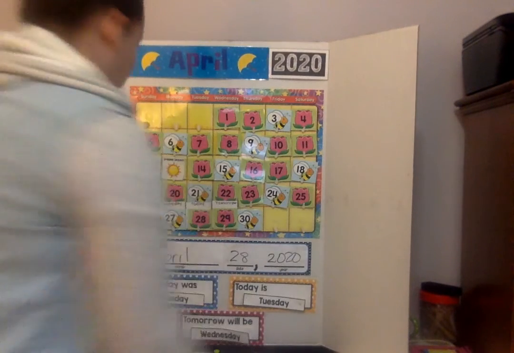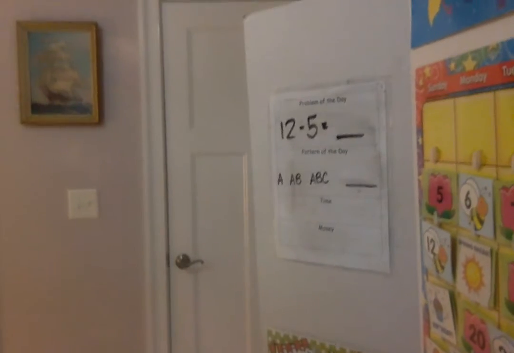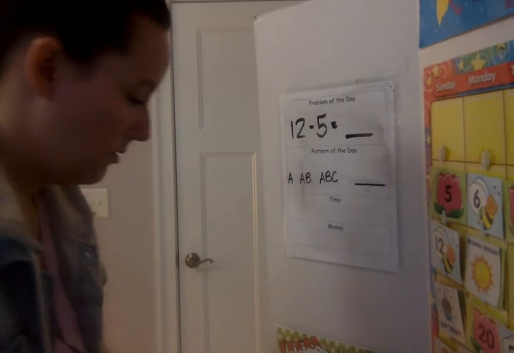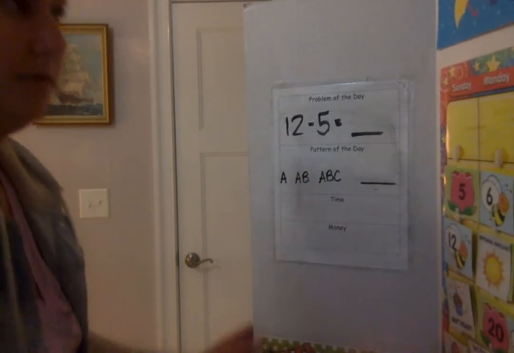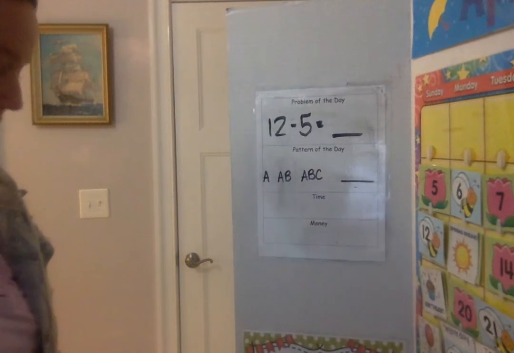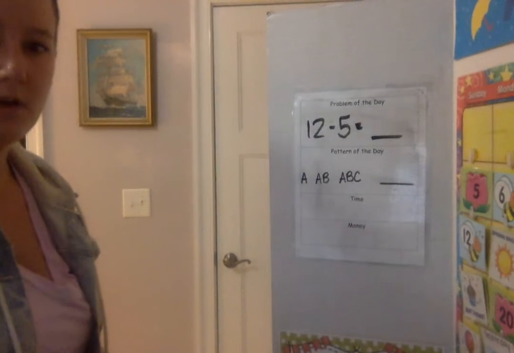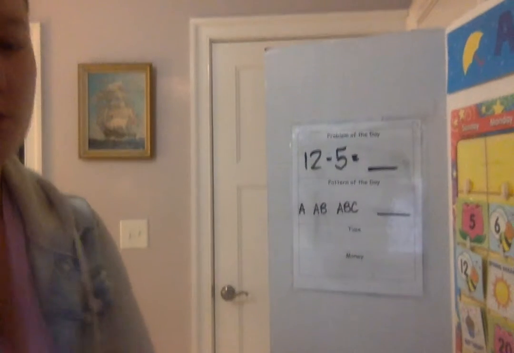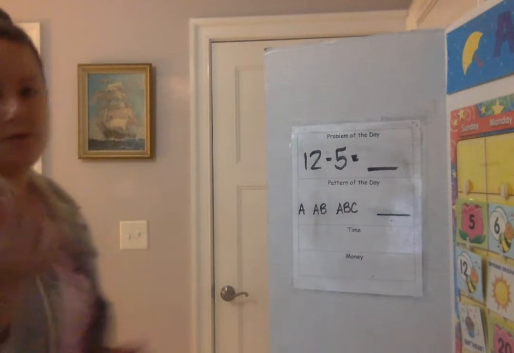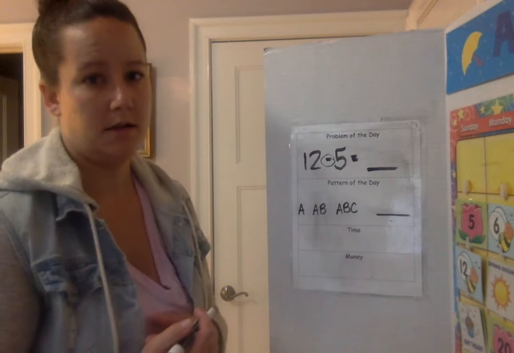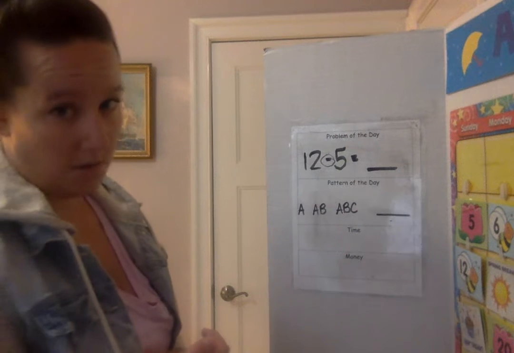Very good. All right. I'm going to shift you guys over here so you can see my problem of the day. Everything straightened up and hopefully not fall over. There we go. Okay. So here's our problem of the day. It says 12 minus 5 equals. We have a minus sign that tells me we're going to be taking away.